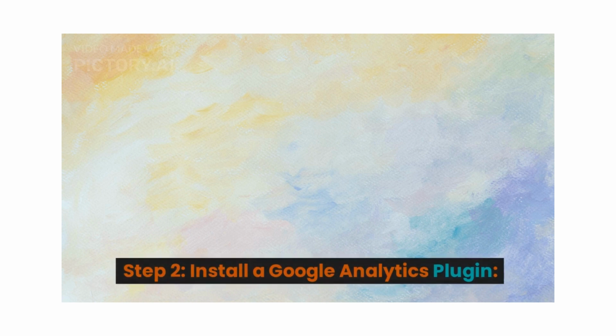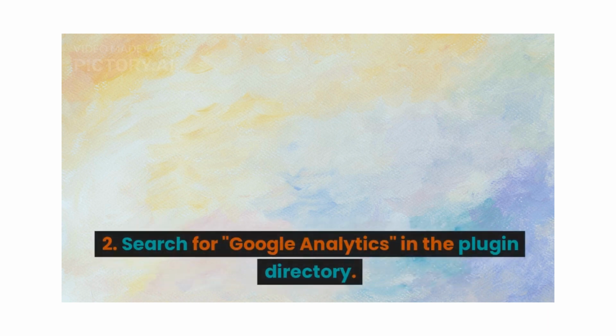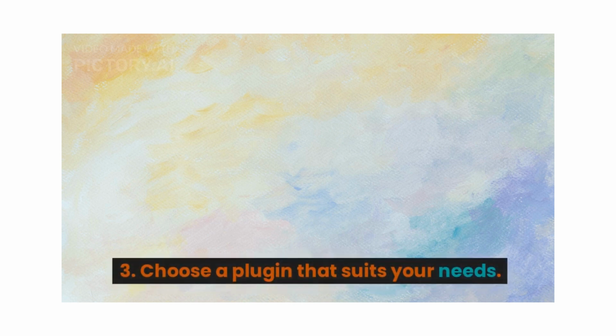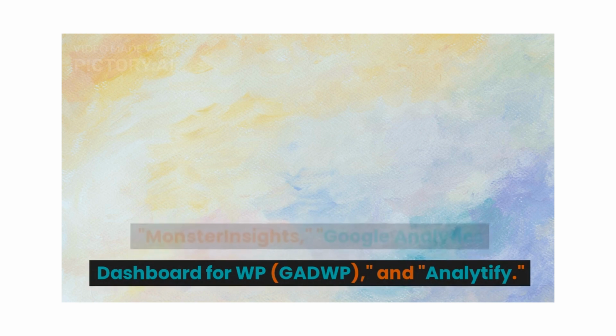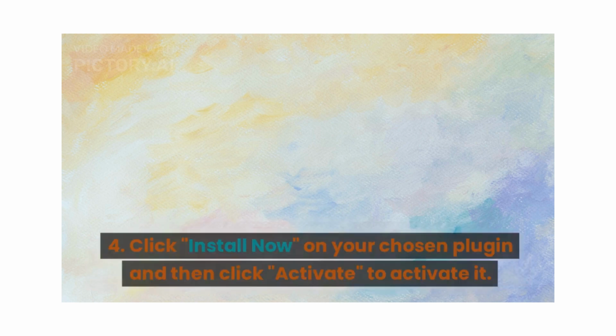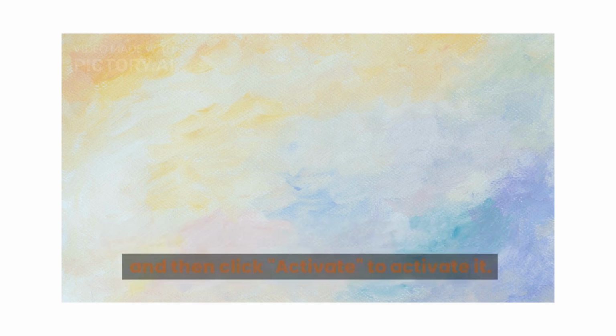Step 2. Install a Google Analytics plugin. 1. In your WordPress dashboard, go to Plugins and click on Add New. 2. Search for Google Analytics in the plugin directory. 3. Choose a plugin that suits your needs. Some popular options include MonsterInsights, Google Analytics Dashboard for WP, GADWP, and Analytify. 4. Click Install Now on your chosen plugin and then click Activate to activate it.